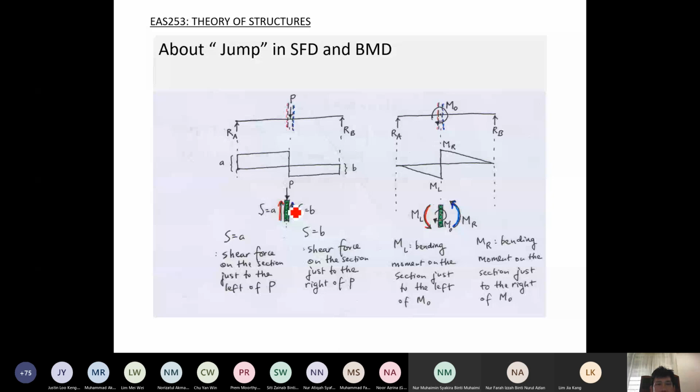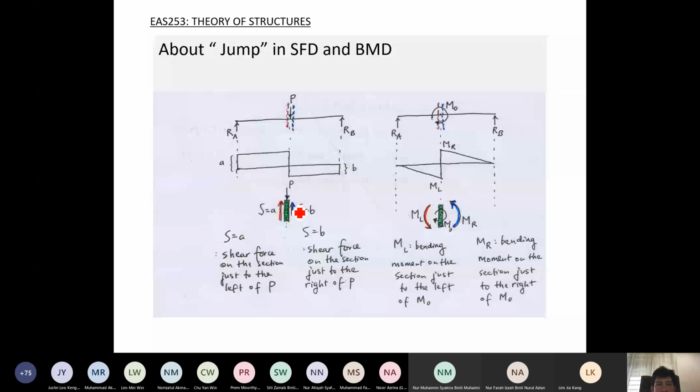Before the concentrated load, on the section just to the left, I have positive shear. Positive shear means my shear force direction is like this. And after this load, just to the right of this load, my shear force is negative. Negative shear force here means the directions are like this, if I draw on this free body diagram.